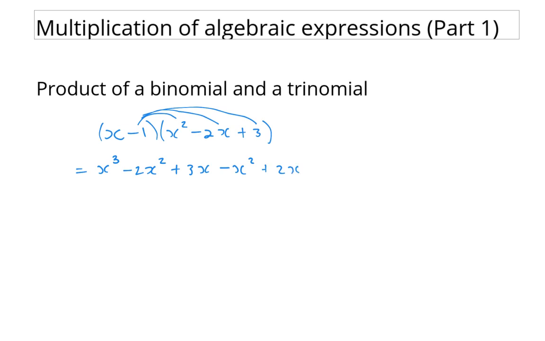plus 2x, minus 3. Now that's a 6-term expression, and some of the terms are like terms and you need to add them. There's only one cubic term. There are two quadratic terms, minus 2x squared minus 1x squared. It's minus 3x to the power of 2. And then there are two linear terms, plus 3x plus 2x is plus 5x, and one constant term. So now you've changed a one-term expression to a 4-term expression.